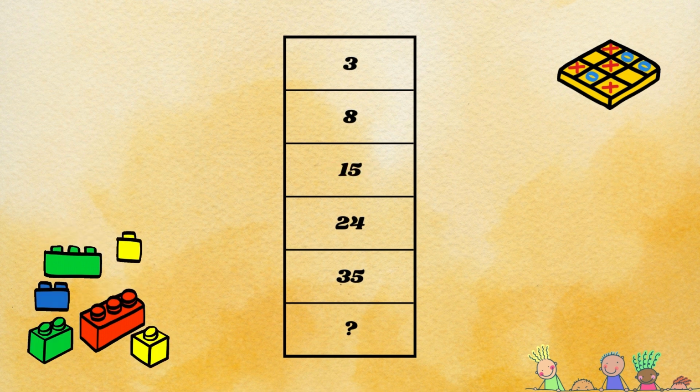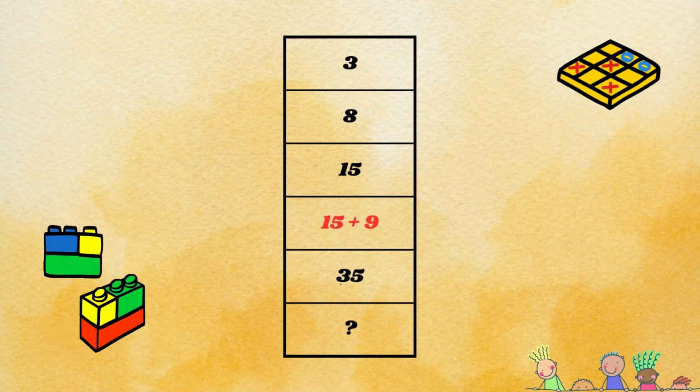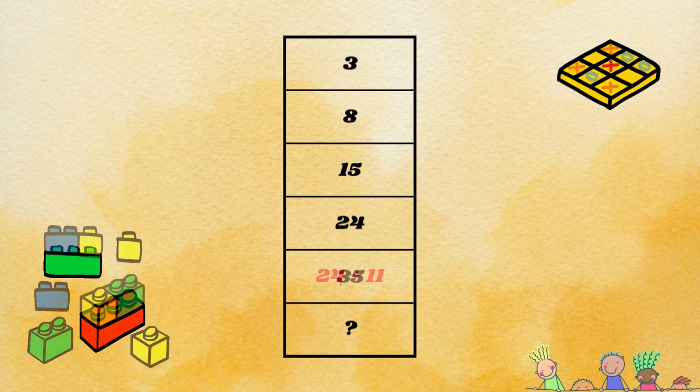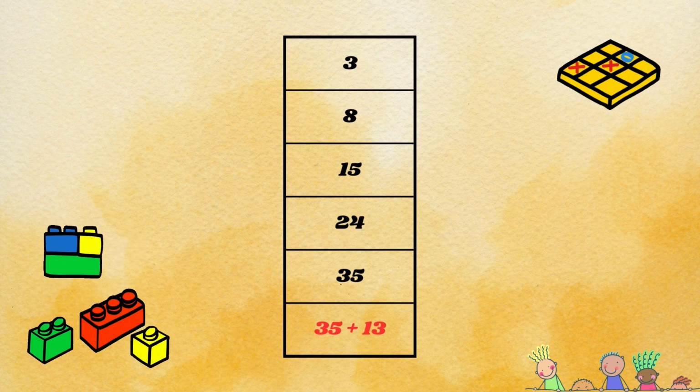So it seems like the pattern is adding subsequent odd numbers starting from 5. Next odd number after 7 is 9, and if we add 9 to 15, we should get 24. Yep! Next, we add 11 to 24 to get 35. Right again! That means that our number in question is equal to 35 plus 13, which is 48. Wow!